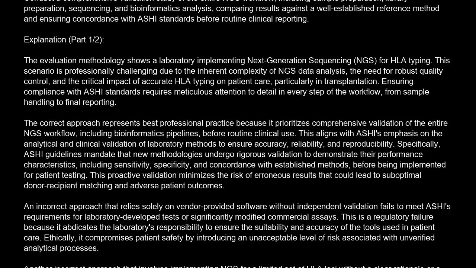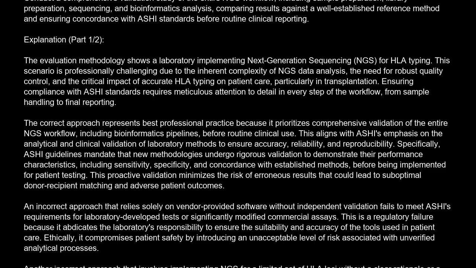The correct answer is C. Conduct a comprehensive validation study of the entire NGS workflow, including sample preparation, library preparation, sequencing, and bioinformatics analysis, comparing results against a well-established reference method, and ensuring concordance with ASHI standards before routine clinical reporting.